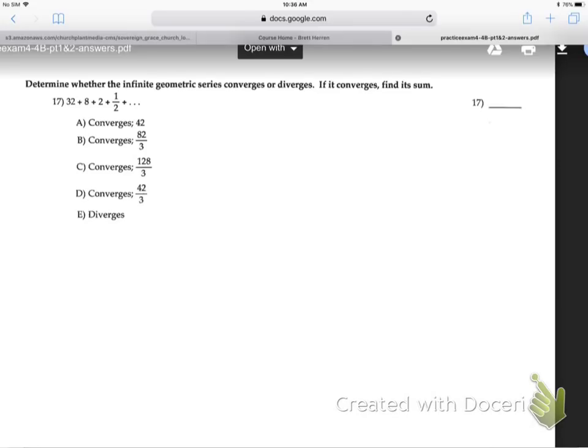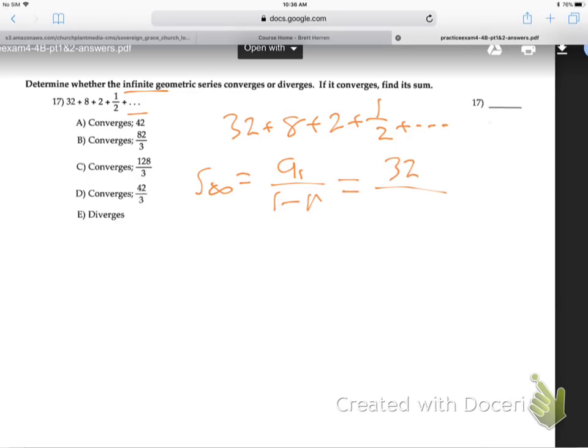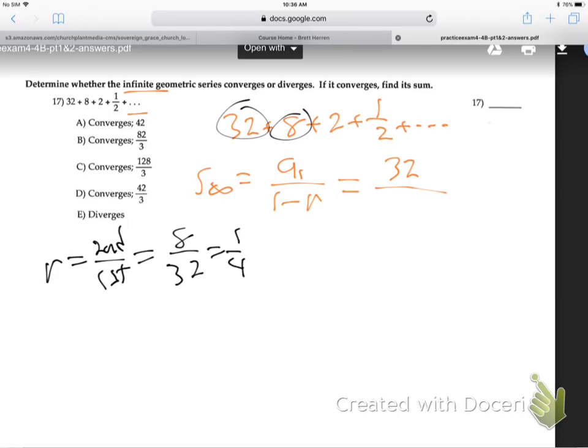All right, so number 17. Notice it says infinite, and we see the infinite with the dot, dot, dot: 32, 8, 2½, ... So we only have one infinite form. If you go back, you'll see that the S sub infinity formula is A1 over 1 minus R. So let's do that. What's A1? 32. How do we find the R? R is always second term over first, right? Second term over first, 8 over 32 reduces to 1/4.